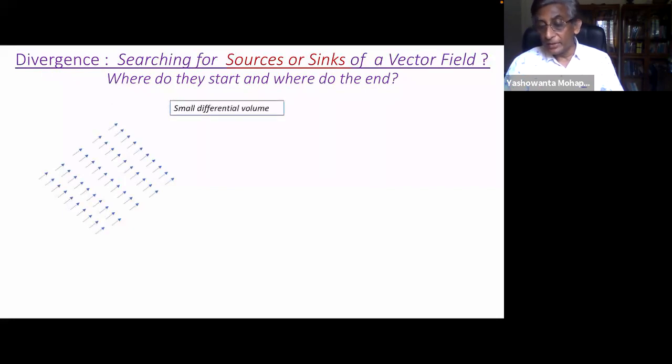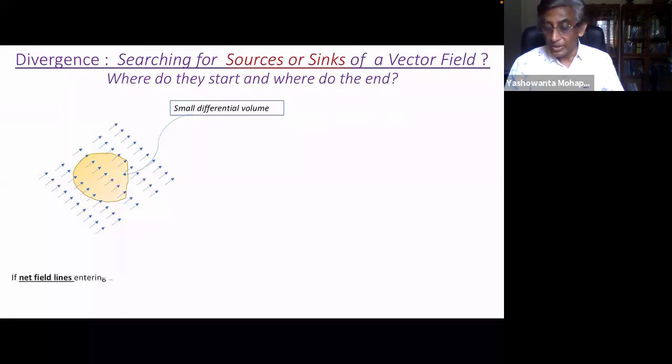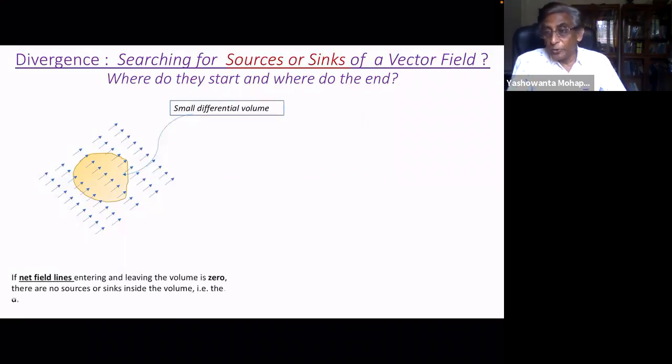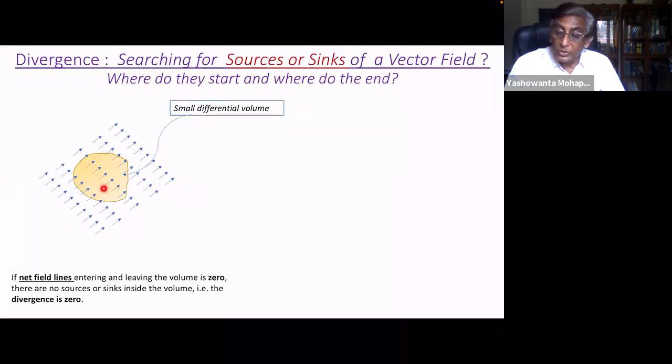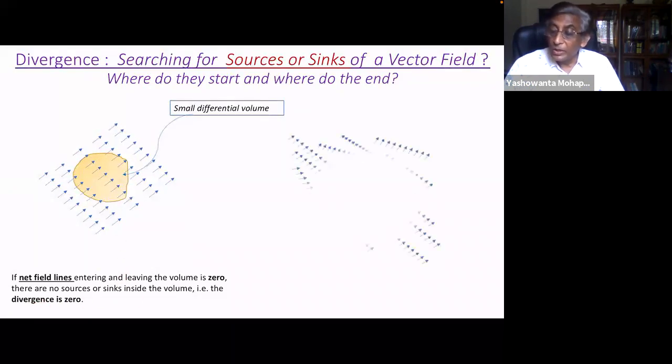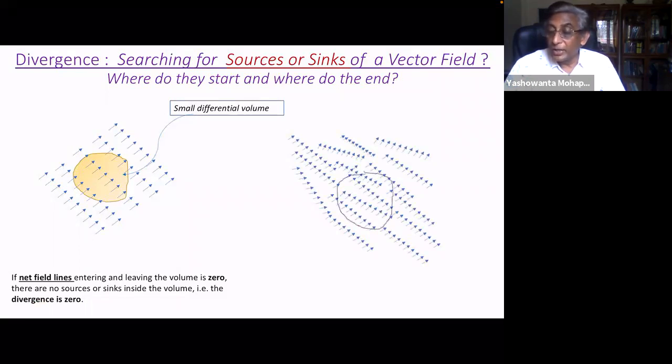So let's say there is some 2D vector function given. I want a small differential volume. I'm drawing it large, but let's say it's a small differential volume in that. Then I try to find out how much is coming in and how much is going out of that vector function within that small differential volume. So if the net field lines entering and leaving the volume is 0, there are no sources or sinks inside that volume. That is, the divergence is 0. There is no new tap in here, so there is no extra source. Whatever is coming in is going out, then the divergence is 0. So I could have some more complicated vector function, and that could be this.